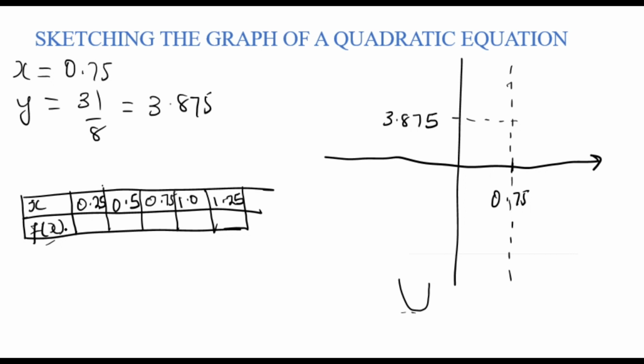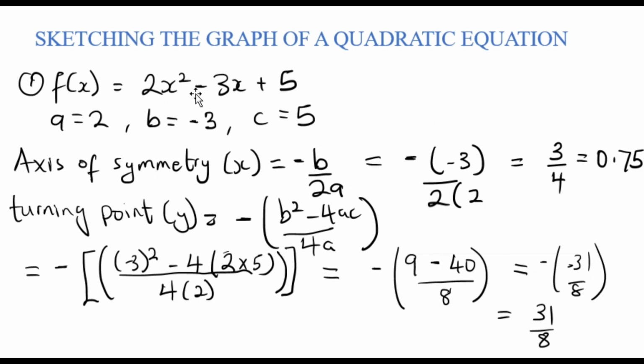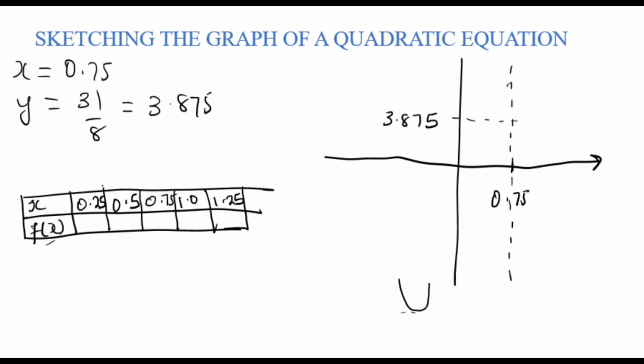Now to find f of x, you simply place the values into the quadratic equation, which we have initially here, which is 2x squared minus 3x plus 5. So let me just rewrite it. So f of x is equal to 2x squared minus 3x plus 5. So let's just insert 0.75 and let's see what it gives us. It gives us 31 out of 8, the same value for y that we found here, which is 3.875.